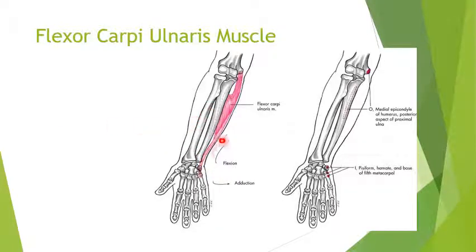And you see the actions as well. So again, the action is obviously flexion. It's also going to ulnarly deviate, whereas any of the radial muscles will also radially deviate. So keep that in mind as you're going through your actions.